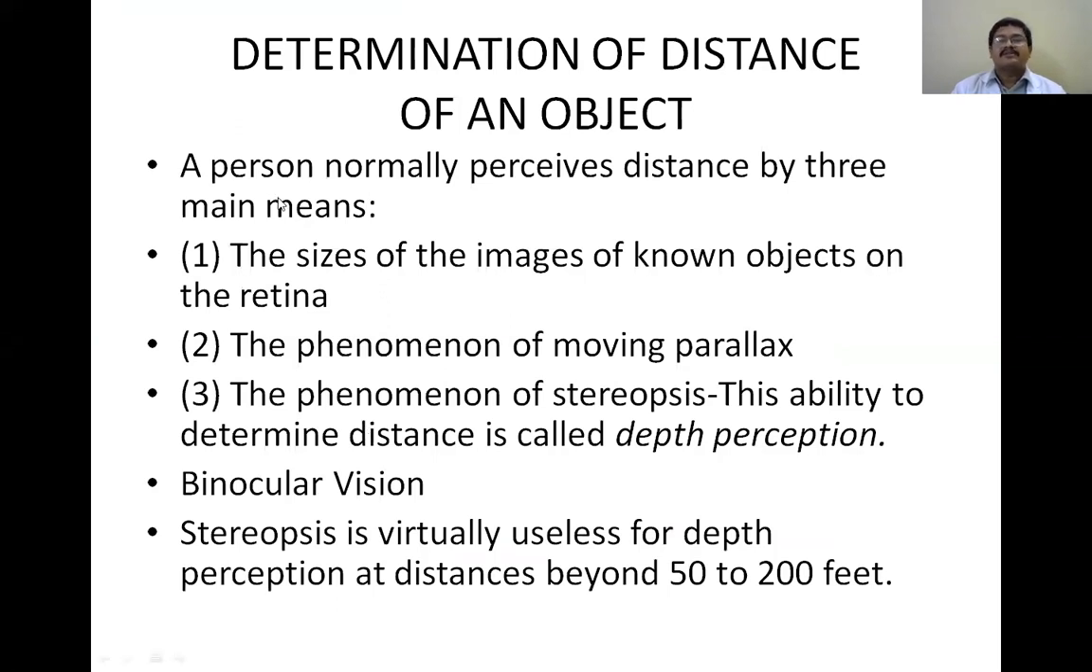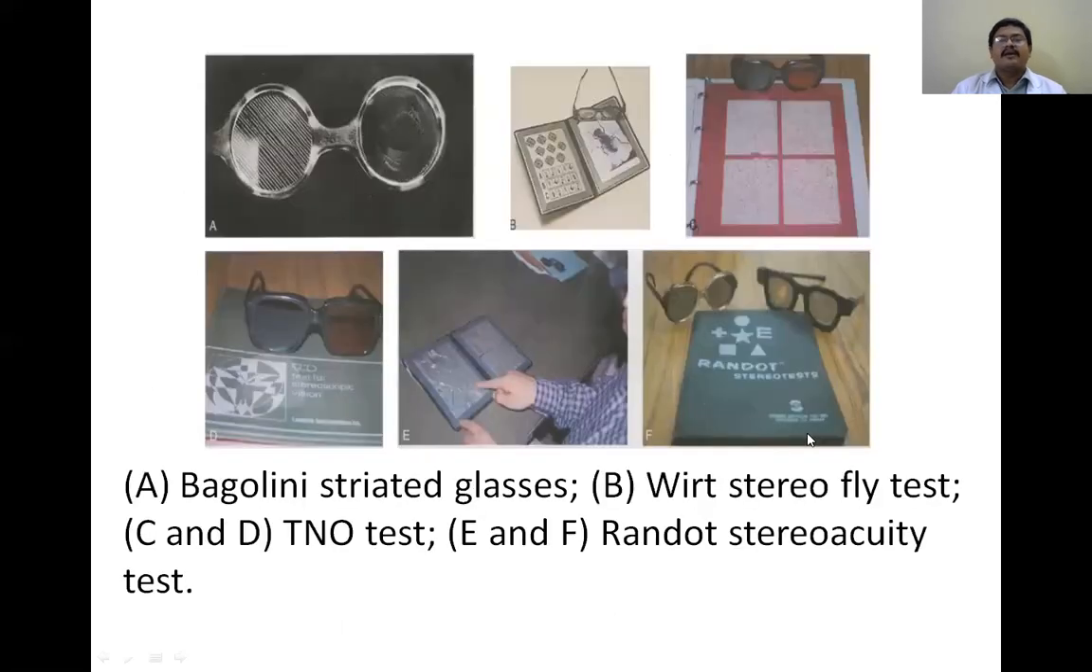The perception and determination of the distance of an object is by three means. One is the size of the image of the object on the retina. Another is the phenomenon of moving parallax. Another is the phenomenon of stereopsis. Stereopsis is depth perception, the third grade of binocular vision. This is the ability to determine the distance, the depth perception. Stereopsis is virtually useless for depth perception at distances beyond 50 to 200 feet.